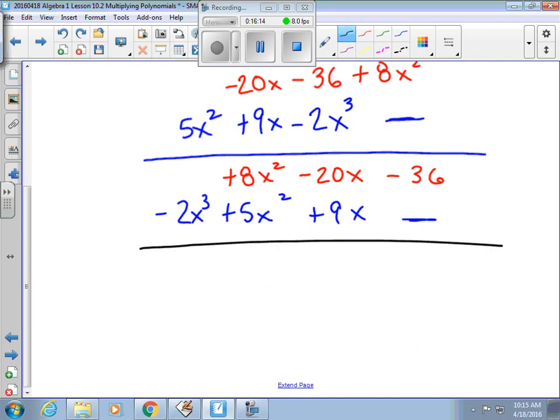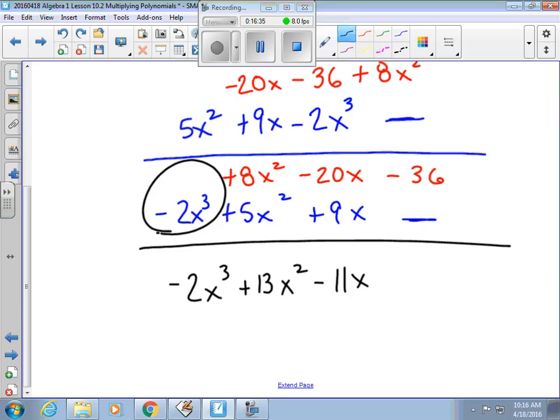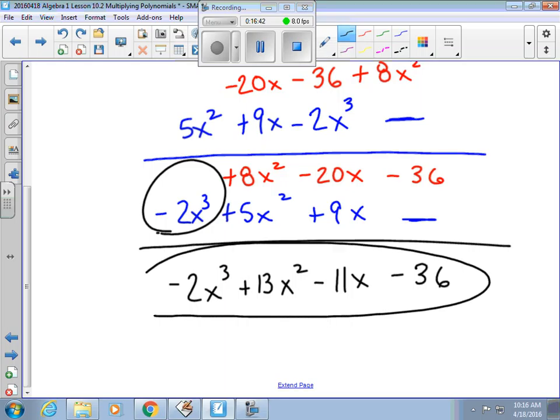Now they're stacked correctly. There's only one x to the third, negative 2x to the third. There are two x squared, so you combine those like terms, 8 and 5, to get positive 13x squared. There are 2 x to the first, so you combine negative 20 and positive 9 to get negative 11x to the first. And there's only one constant term, negative 36. Here is your polynomial when you multiply the binomial times the trinomial using the vertical method.